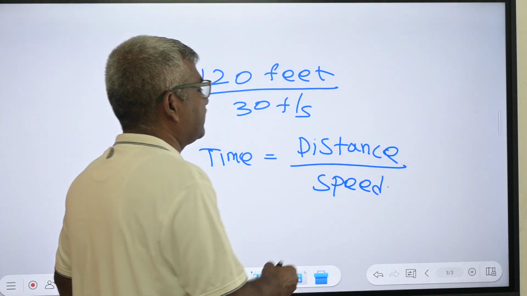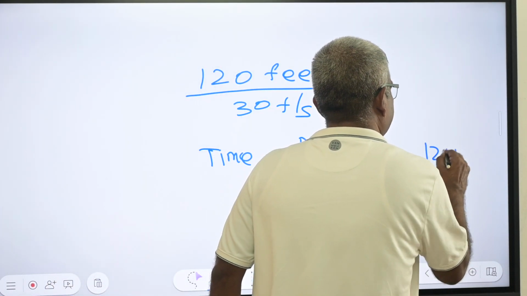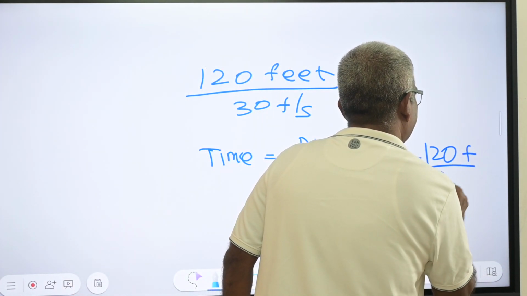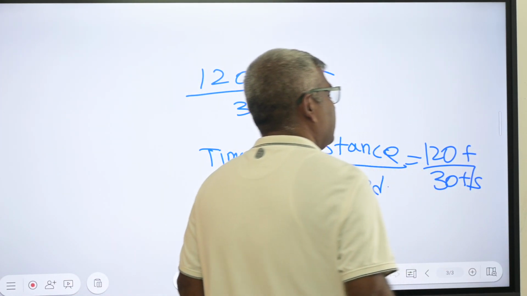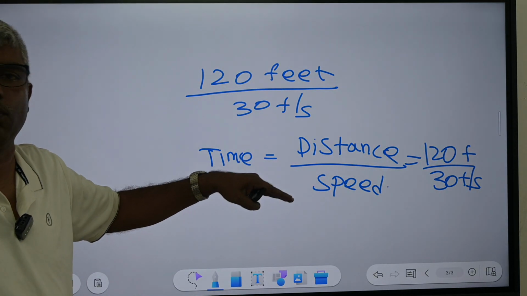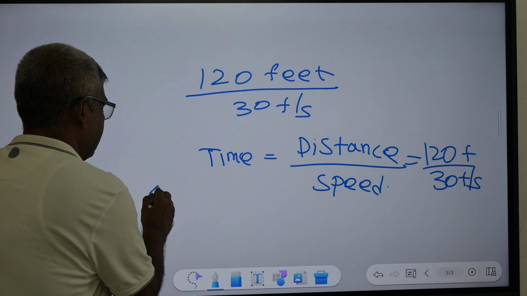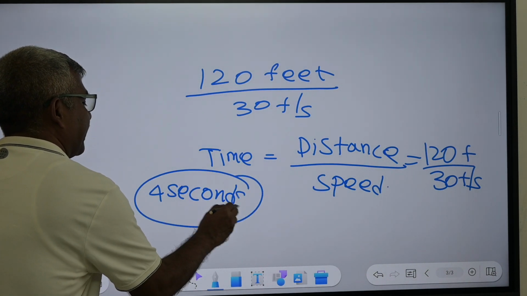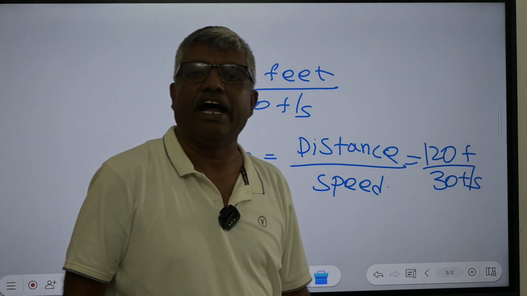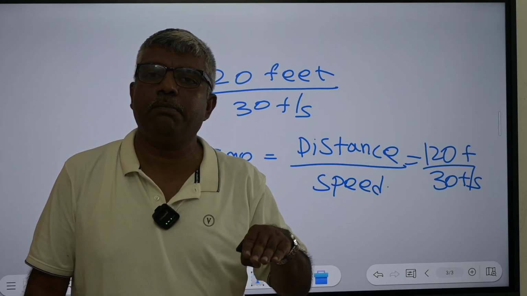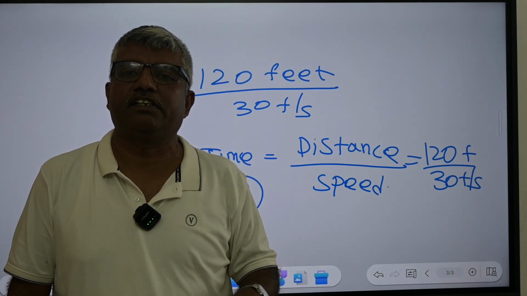Okay. Distance is what? 120 feet. Speed is what? 30 feet per second. So 120 divided by 30 is 4 seconds. Okay. The cheetah will take 4 seconds to catch the antelope. Got it? Time is distance over speed.